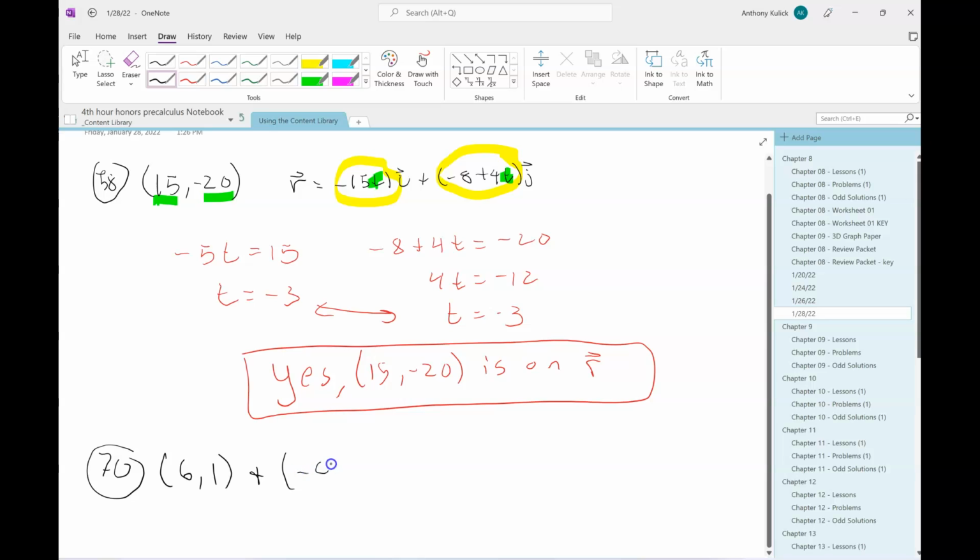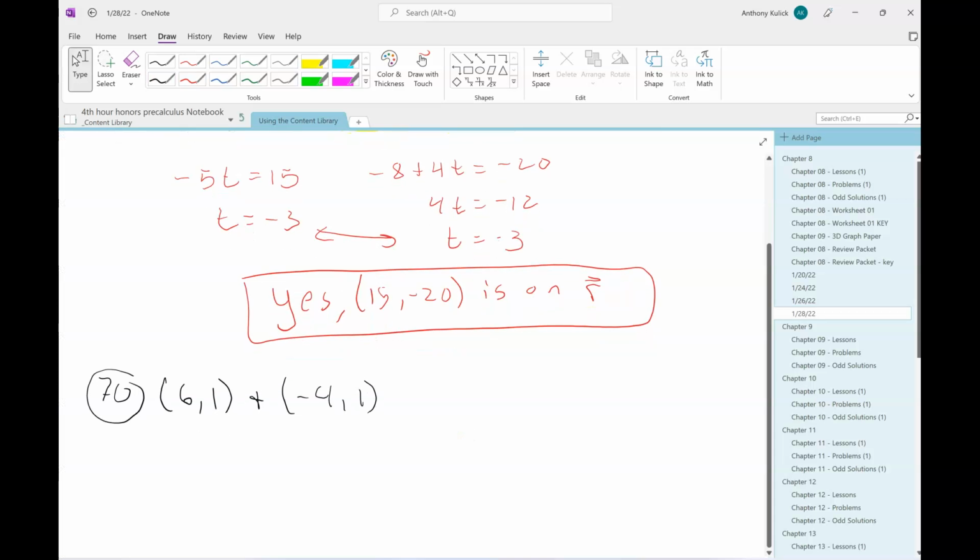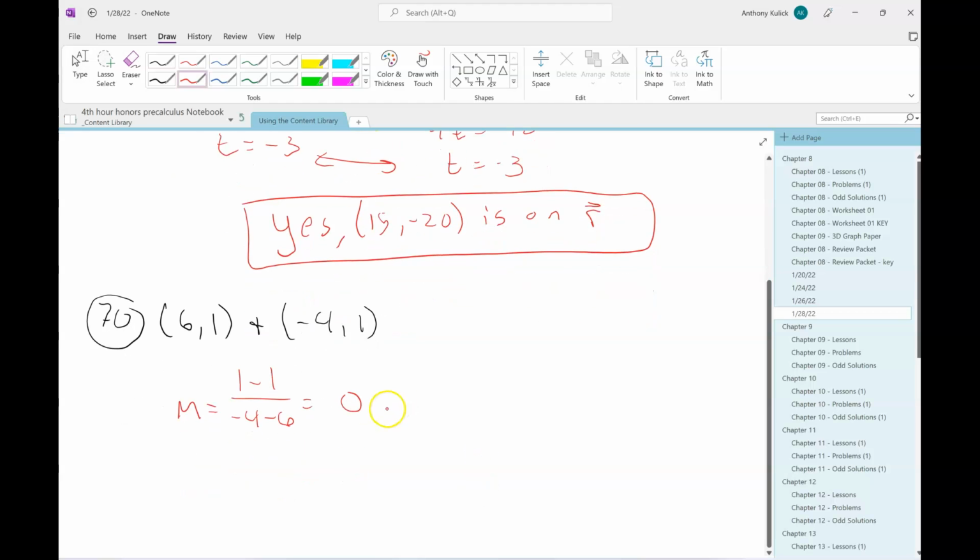Okay, not a big deal. I'll start by calculating a slope. And so I can turn that slope into a direction vector. Now the slope 0, I'm going to think of as 0 over 1. So the direction vector I'm going to have is (1, 0).